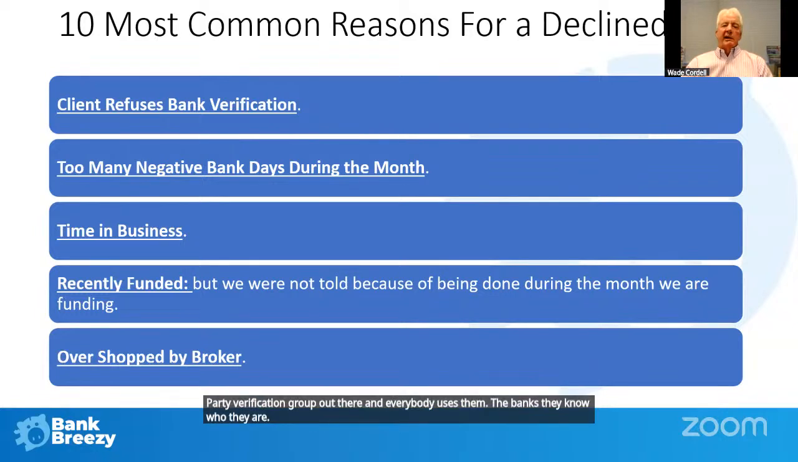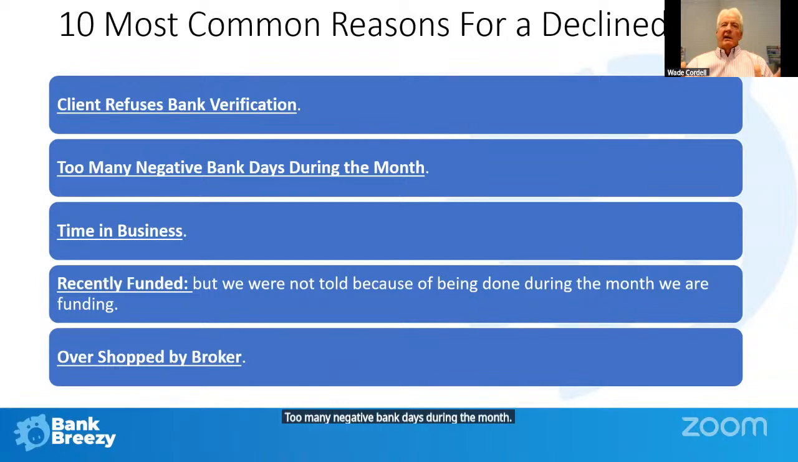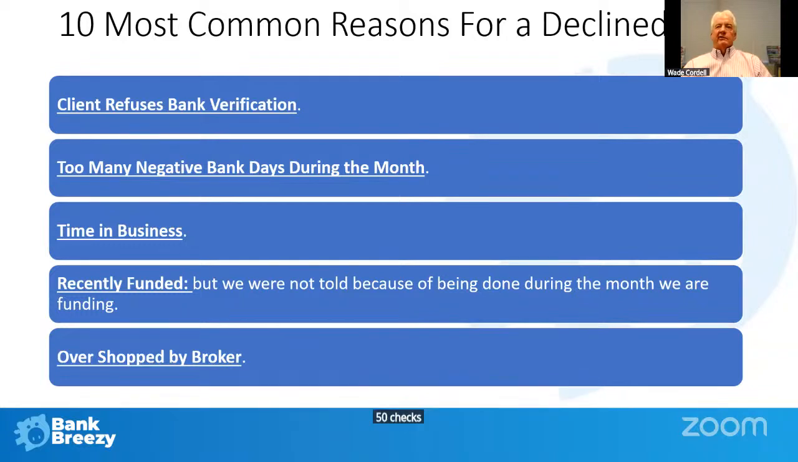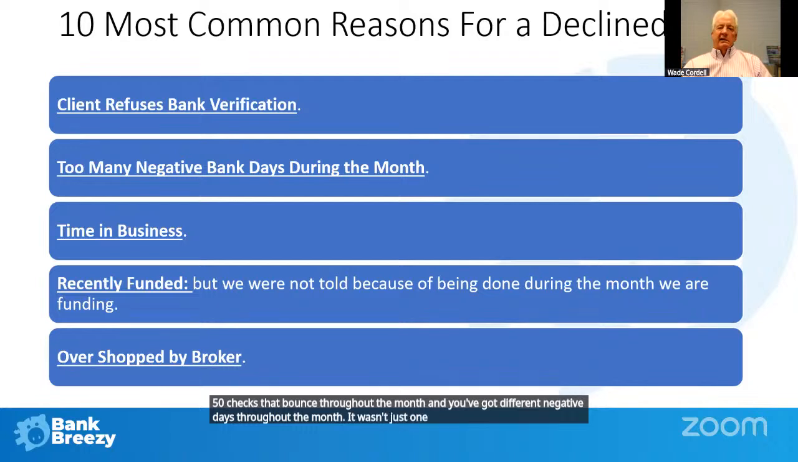Too many negative bank days during the month. If you've got 5 or more, it's got to be less than 5 as far as negative bank days. You could have 50 checks that bounce in one day, and that's not going to matter so much. But if you've got 50 checks that bounce throughout the month and you've got different negative days throughout the month, it wasn't just one day, you're not going to get funding.